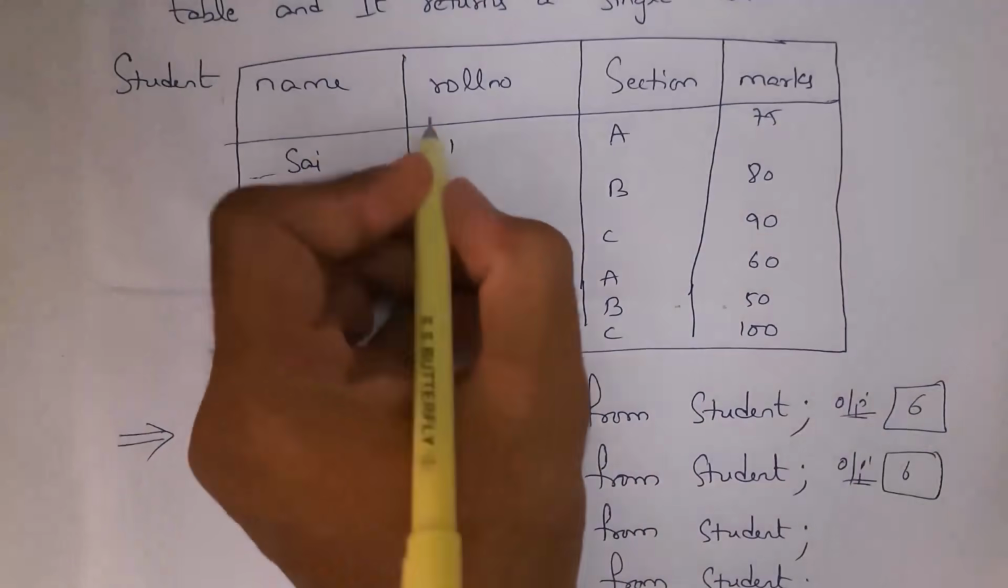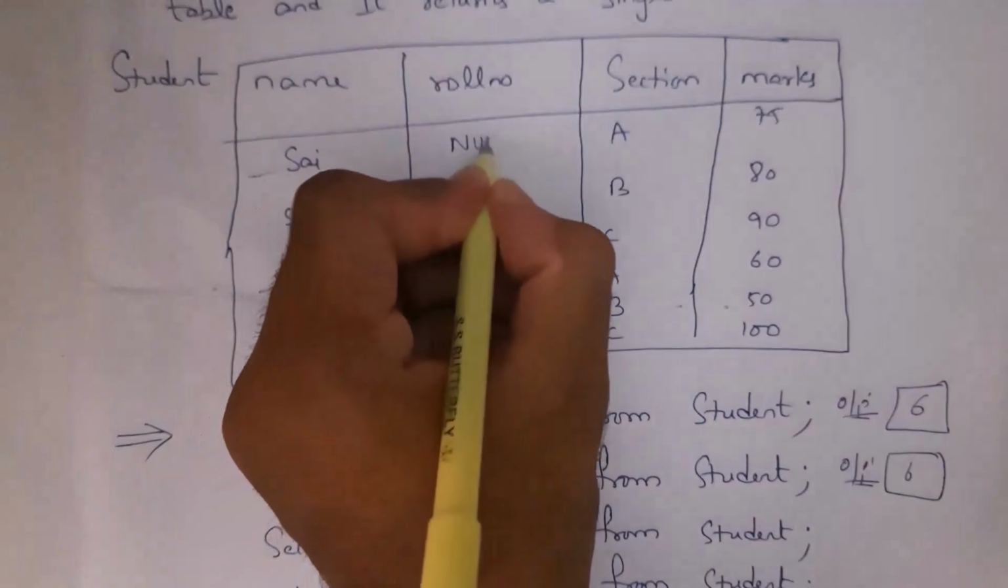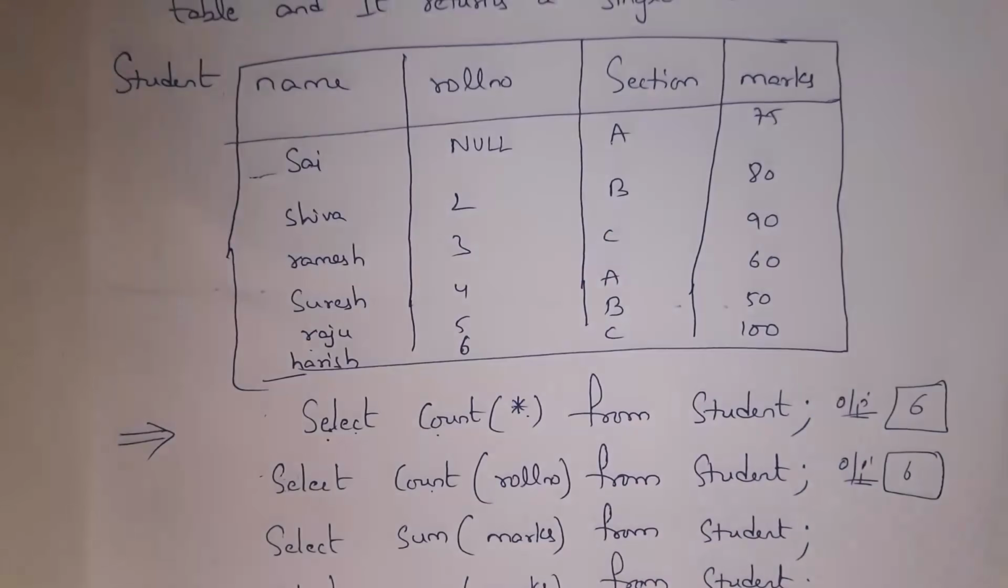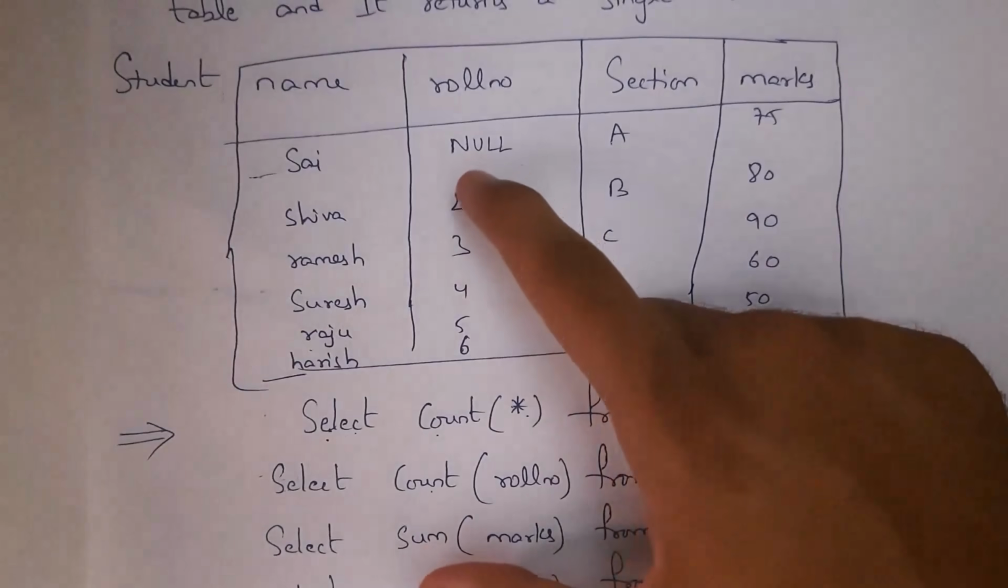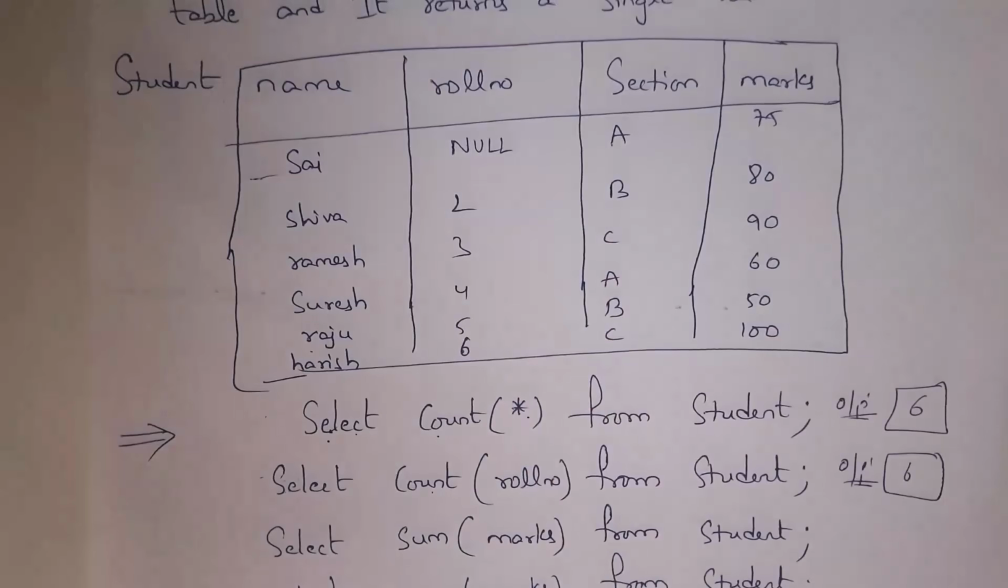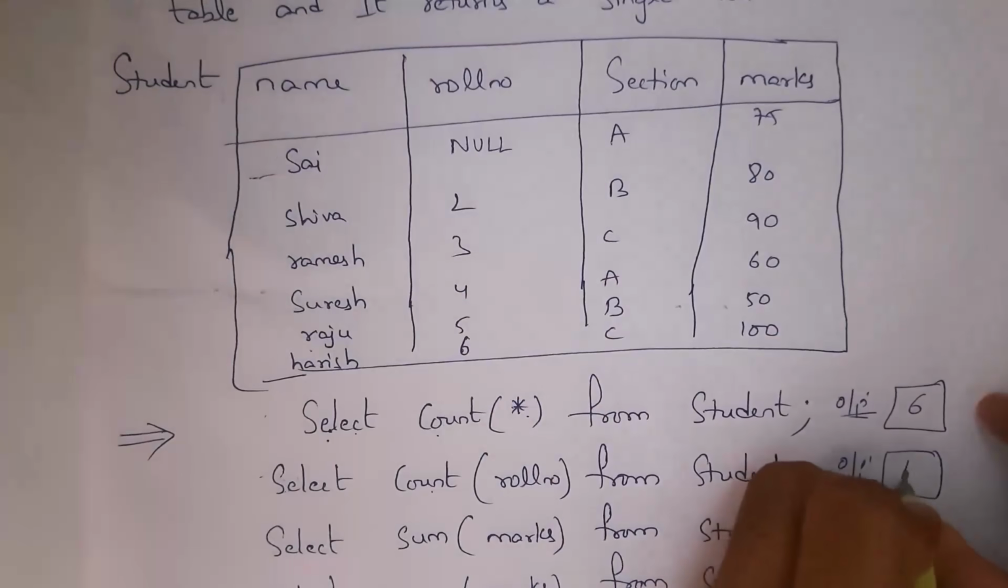For example, in place of writing 1, if I write here null, null is nothing but empty. So it will not consider null, and total there are 1, 2, 3, 4, 5. So total there are only 5 rows. So it will display the output, that is 5.